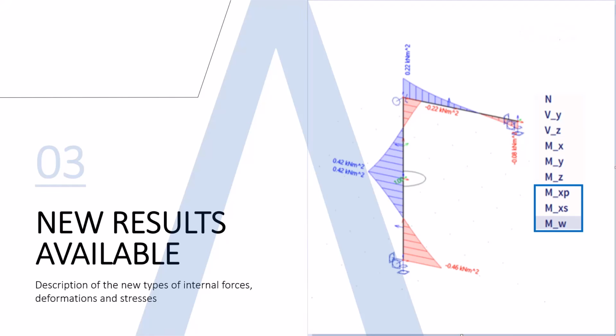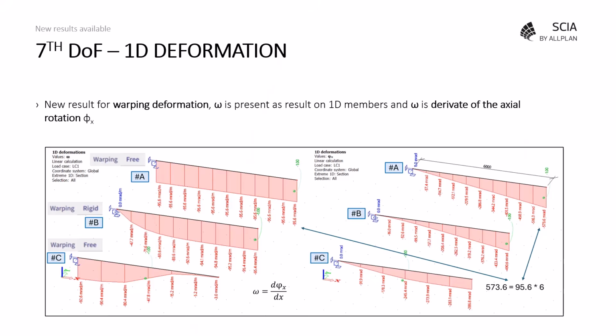And we now go to the next section, which are the new results available with this new module, the 7th degree of freedom. We'll start off with 1D deformation. So there is a new result for warping deformation called omega, which is present as a result on 1D members, and omega in reality is the derivative of the axial rotation px. So if you look at this small example, if we multiply the omega that we have got on the left side by the length of the member, we get the exact value of px calculated by SCIA Engineer of the rotation around the x-axis.